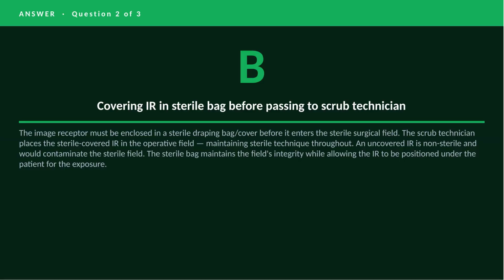The answer is B. Cover the IR with a sterile draping bag before passing it to the scrub technician. The image receptor is a non-sterile item. It must be enclosed in a sterile bag before entering the surgical field. The scrub tech handles the sterile covered IR within the field. An uncovered IR passed directly into the field contaminates it, a patient safety event that can require redraping the entire operative field.